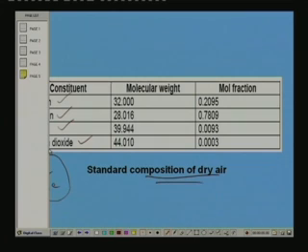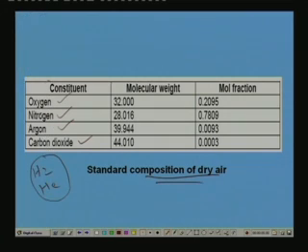And the properties of these 4 components are, as you know, oxygen molecular weight is 32, and its mole fraction in dry air is found to be 0.2095. Nitrogen molecular weight is 28.016 and its mole fraction is 0.7809. Argon molecular weight is 39.944, so mole fraction in dry air is 0.0093, and finally carbon dioxide molecular weight is 44.01 and its mole fraction is 0.0003 in dry air. So, this is the mole fraction of various gases in dry air.